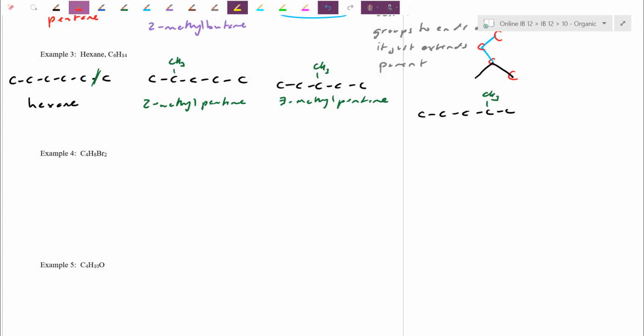Well, let's find the longest carbon chain. Well, that's 5 carbons long. Oh, this one here would have been called a 2-methyl pentane. I already had the isomer. So those are the only versions. This is a duplicate, so don't draw that one there. Let's do the next one.